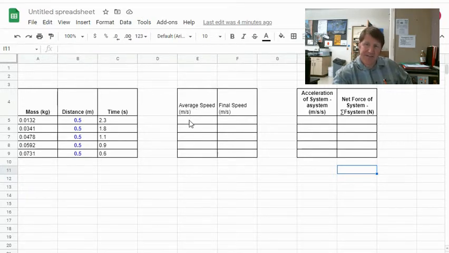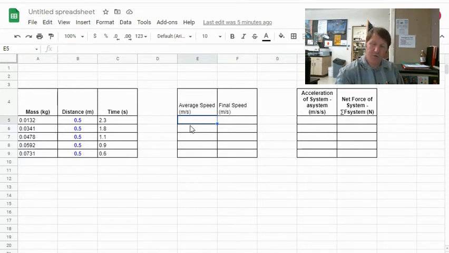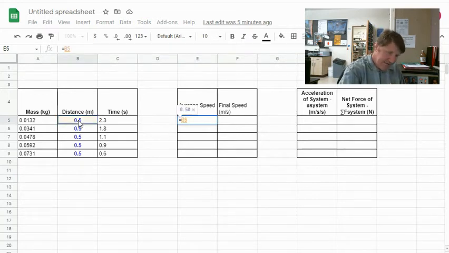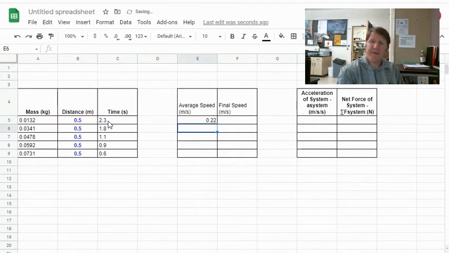So I'm going to click on this cell right here, and again, our average speed is going to be our distance divided by time. So to have the formula, I'm going to type equals. I'm going to click on the distance, which is 0.5 meters. I'm going to click divided by, and then I'm going to click on time, and I'm going to hit enter. And it gives me 0.22.